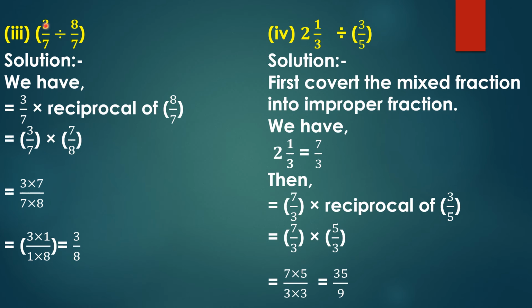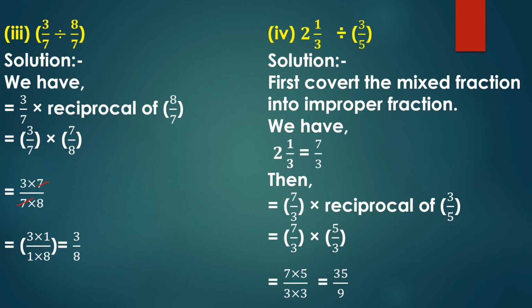The next question is 3 by 7 divided by 8 by 7. Now we have to convert the division into multiplication. Therefore we have to take the reciprocal of 8 by 7. Then it will become 3 by 7 into the reciprocal of 8 by 7, which is equal to 3 by 7 into 7 by 8. Now we have to do the multiplication of these two fractions. Multiply the numerator and denominator. Therefore we'll get the product of the fractions, 3 into 7 divided by 7 into 8. Now 7 and 7 we can cancel with each other. The remaining is 3 into 1 divided by 1 into 8, which is equal to 3 by 8.